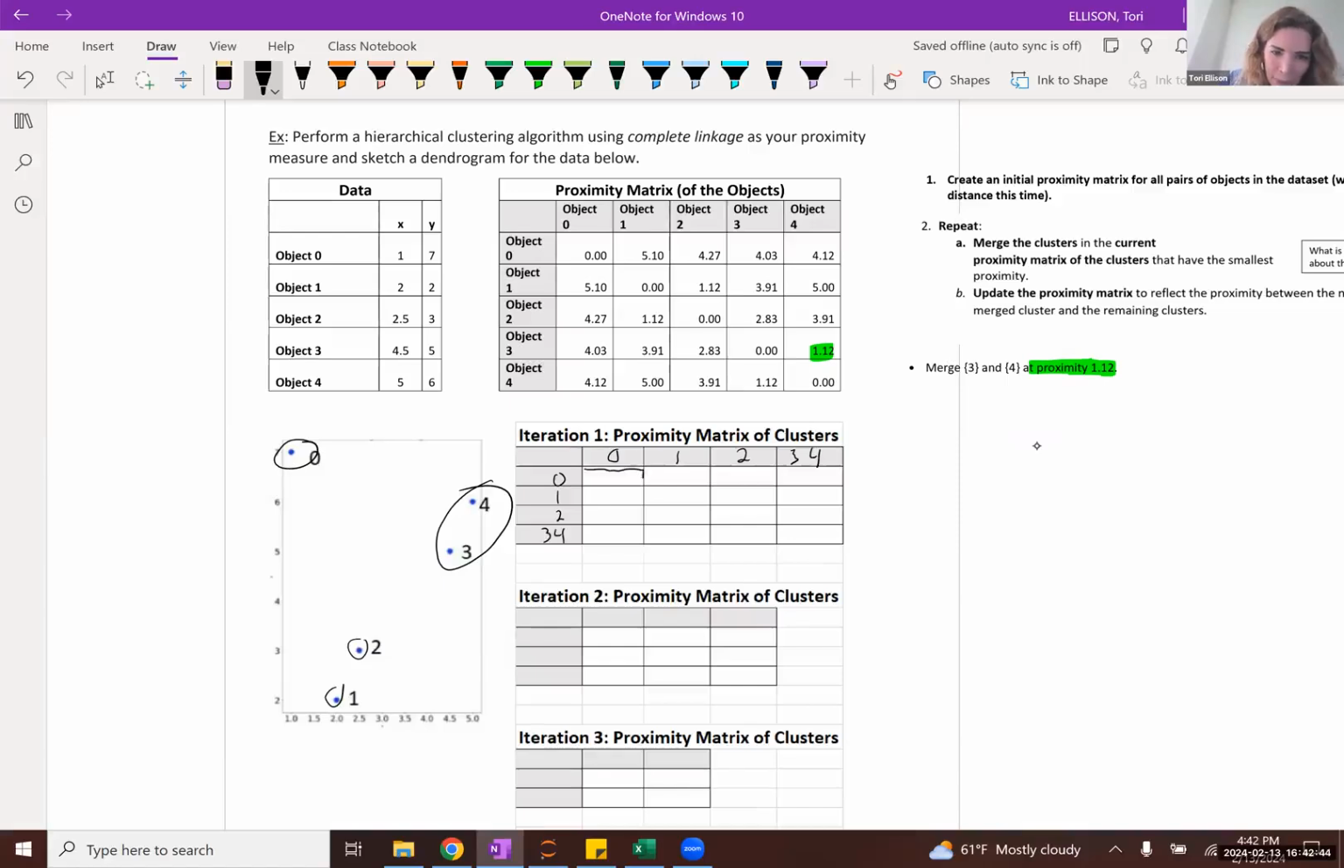Okay. I'm just going to ignore the bottom portion because it's redundant information. So next, I update my proximity matrix of clusters now using the complete linkage way of measuring the distance between two clusters. So 0 and 1, that's the same as before. It's simply just those 2 points by themselves. 0 and 2, that's the same. So that's 4.27. And then 1 and 2, that's the same. So that's still 1.12.